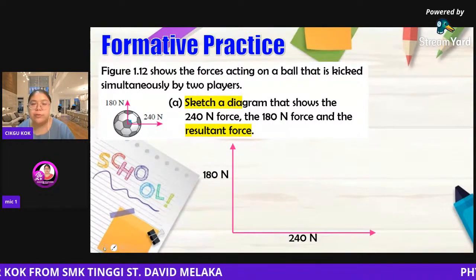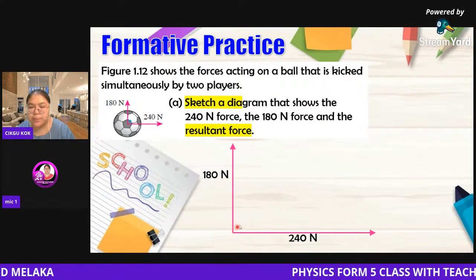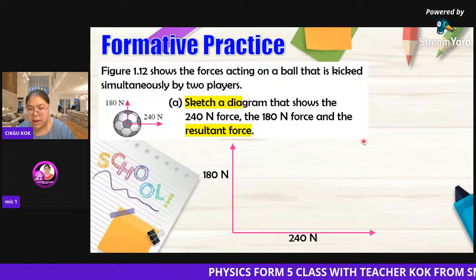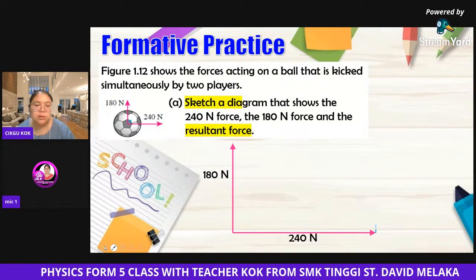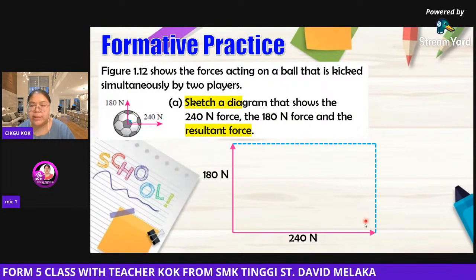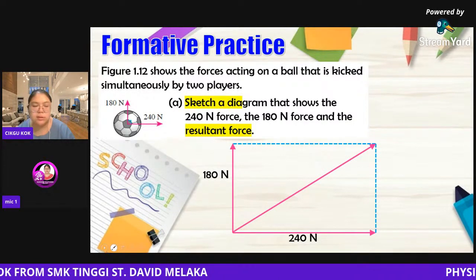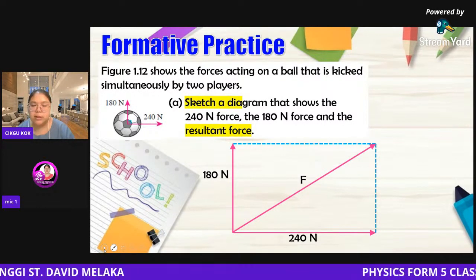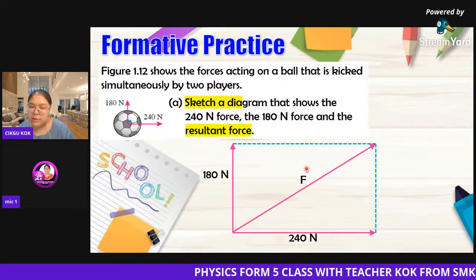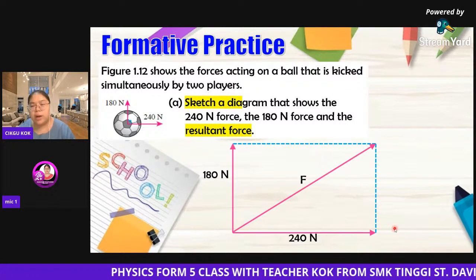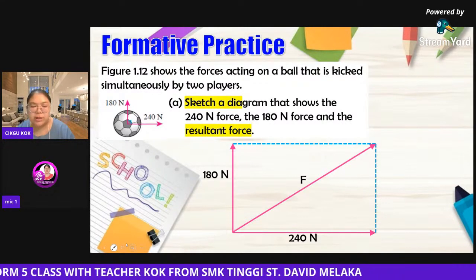After that, you want to find the resultant force. From the starting point, you draw until the other corner of the rectangular box. So I draw the rectangle first, then I show my resultant force. This one is my resultant force. From here, I need to find the F. I want the answer from the students later. We have sketched already.